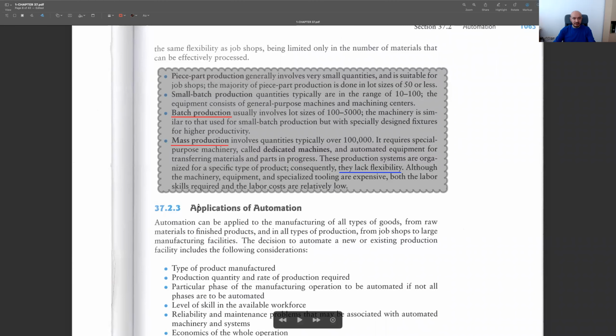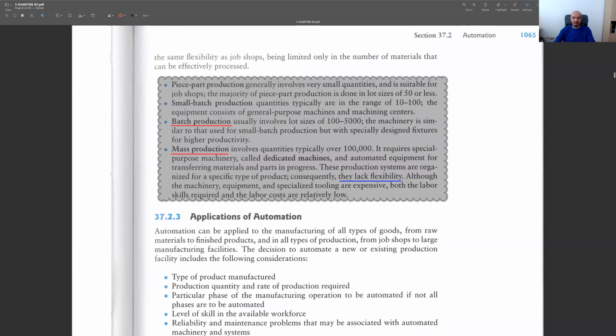So this is a summary of what we discussed: piece part production, small batch production, and mass production. Make sure that you go through it, but it's the similar things we discussed a moment ago.